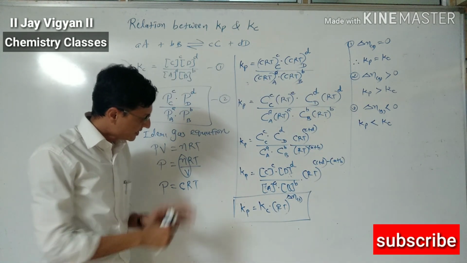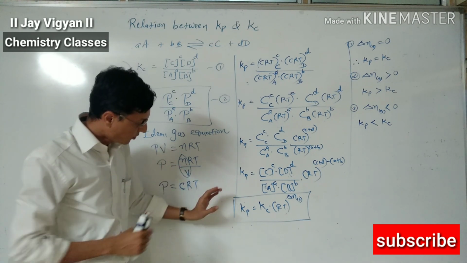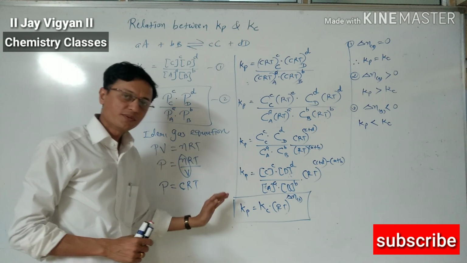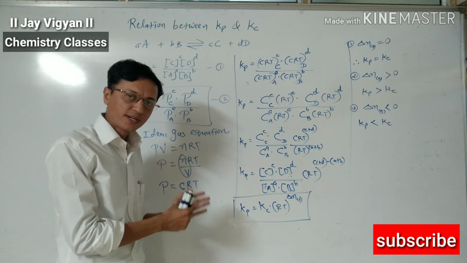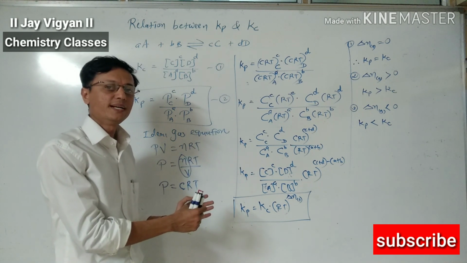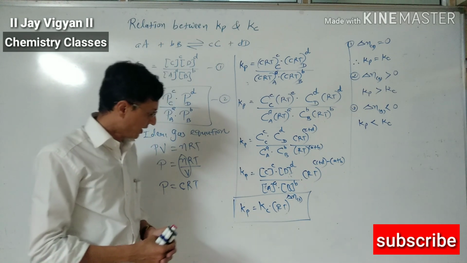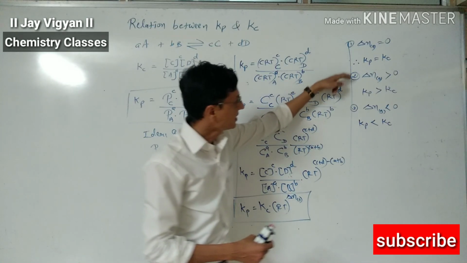So this is the ultimate equation which indicates the relation between Kp and Kc, and it is a very useful relation which is used in many numerical problems, and these are the three conditions regarding this equation.